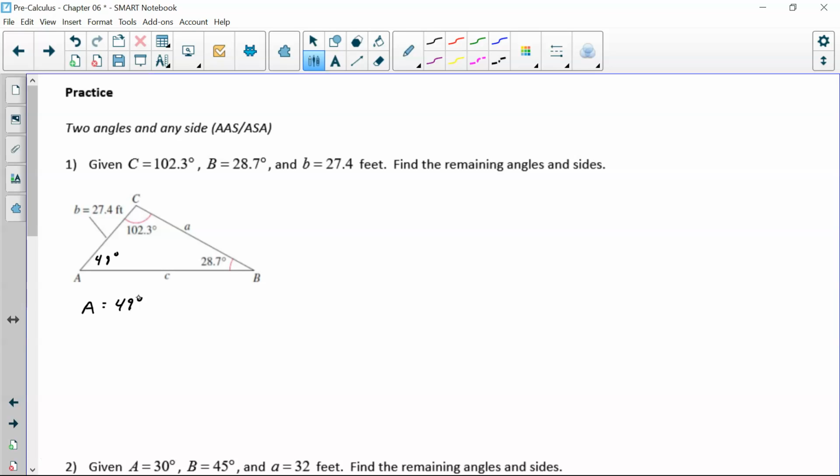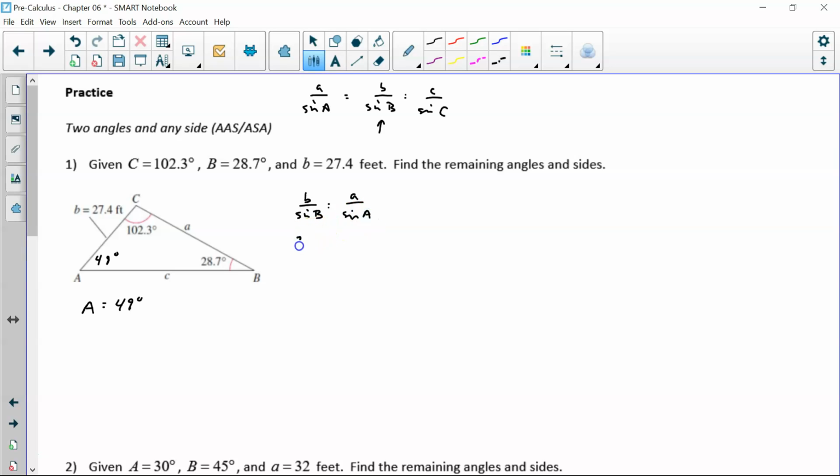Now, we need to find all three side lengths. I know angle B and I know side B. So if you think about the law of sines, A over the sine of A equals B over the sine of B equals C over the sine of C. Now we have to pick any two of those ratios. Since I have the side B and the angle B, I'm going to use that one for sure. So B over the sine of B equals, and I'm going to find side A, so side A over the sine of A.